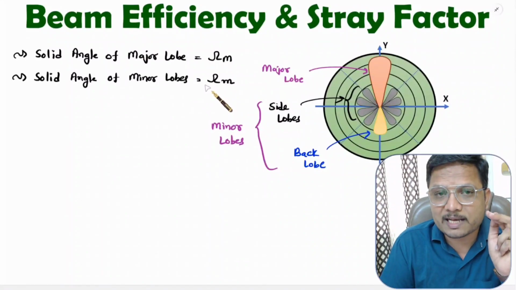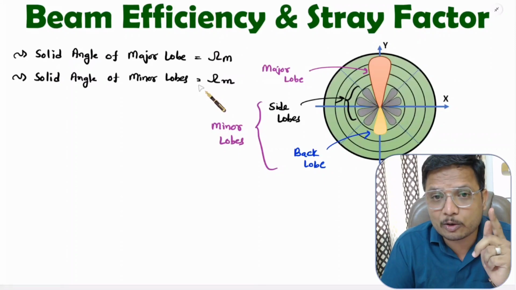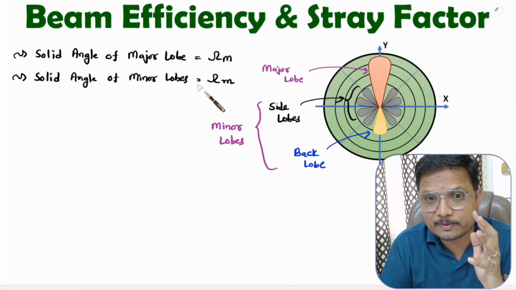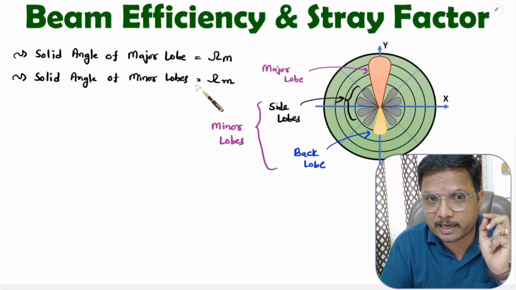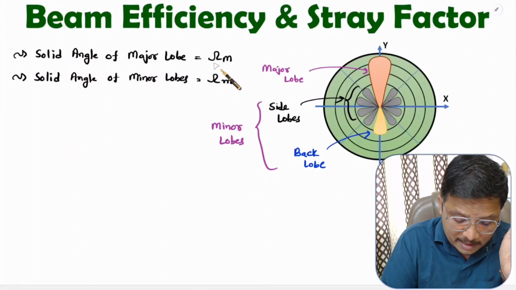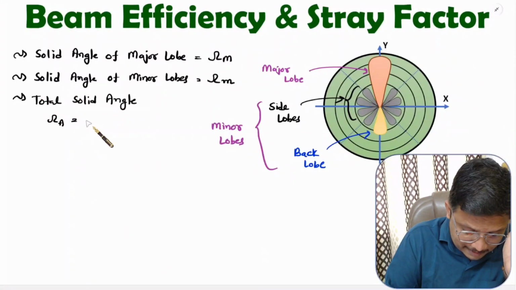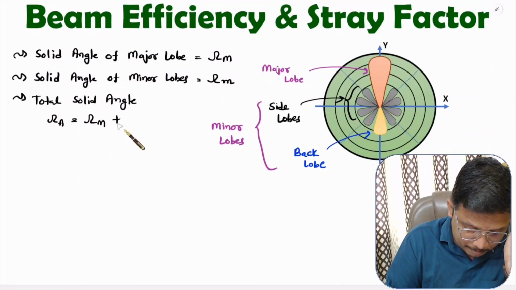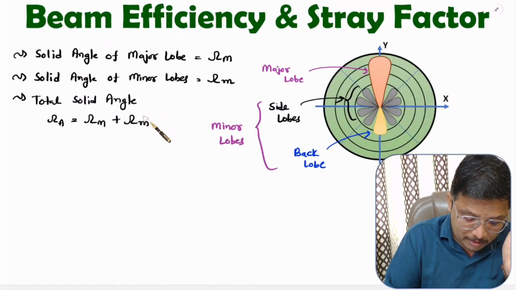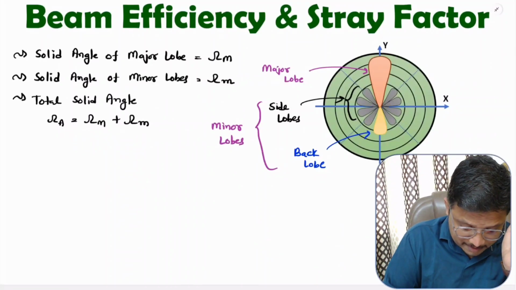See, the major lobe is in the desired direction of radiation and minor lobes are unwanted lobes, right? They should be minimum with antenna. Here the total solid angle will be the algebraic sum of the solid angle of major lobe and the solid angle of minor lobe. So total solid angle is rho of capital M plus rho of small m. Now based on solid angles, one can identify beam efficiency. Let me explain how.